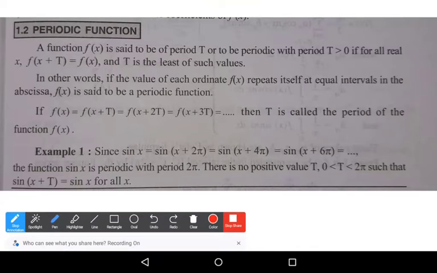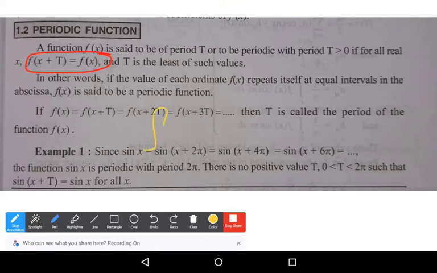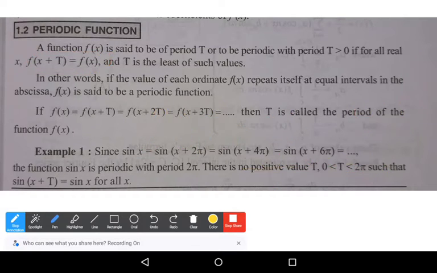In this video, we learn about periodic functions and some properties of periodic functions. A function f of x is said to be a periodic function with period T greater than 0 if it satisfies the condition f of x plus T is equal to f of x for all real values of x. That is the condition. A function is said to be periodic if f of T plus x is equal to f of x for all x belonging to capital R. Then this T is known as the period of the function and f of x is known as a periodic function.